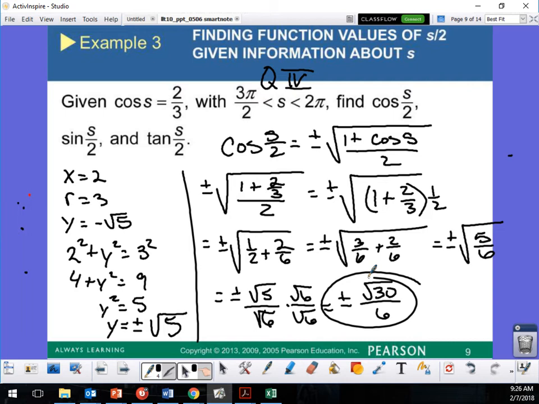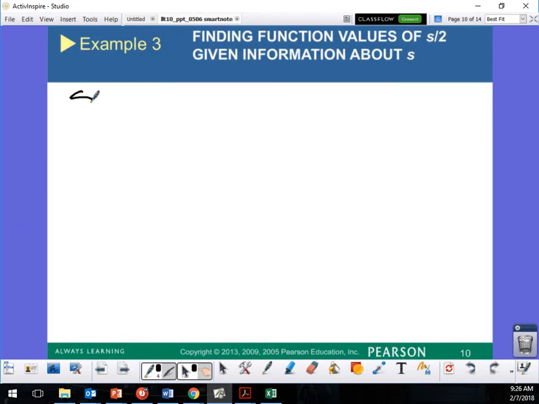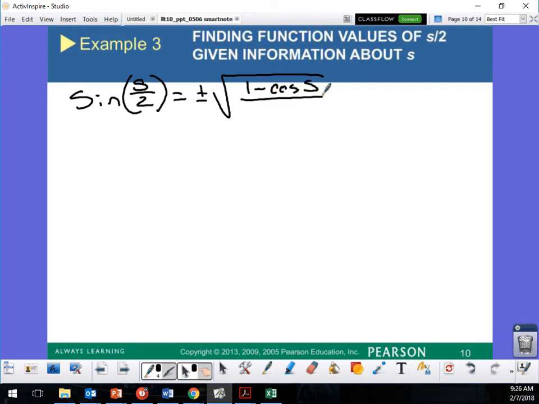Okay, so now that takes care of our cosine. Now I'm going to do the sine. So sine of s over 2. Now I've got to go to my formula, and it's going to be plus or minus the square root of 1 minus cosine s over 2. This is from your formula.